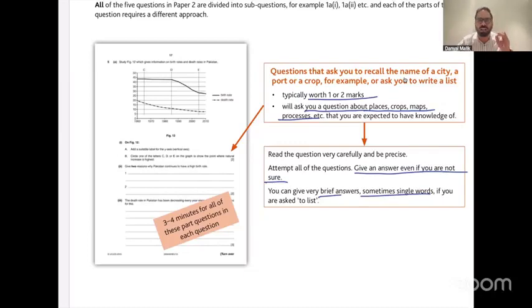So if you are getting 0 marks for leaving it blank, why not attempt it? At least you will still have a 1% chance that my answer might be right. So in these part A questions, if you don't know the answer, no need to panic. Instead of leaving it blank, you may attempt it.